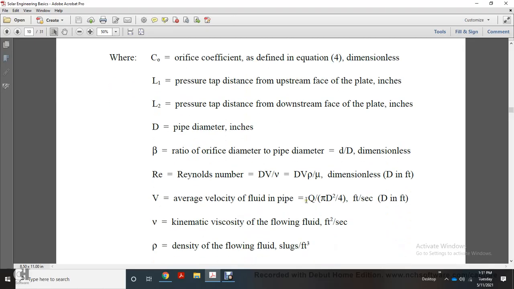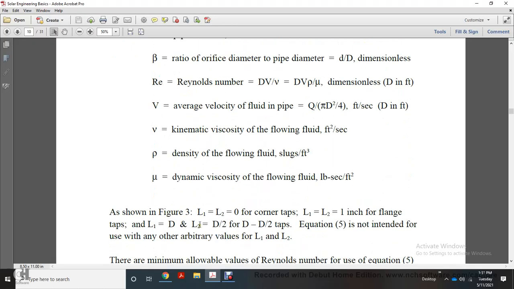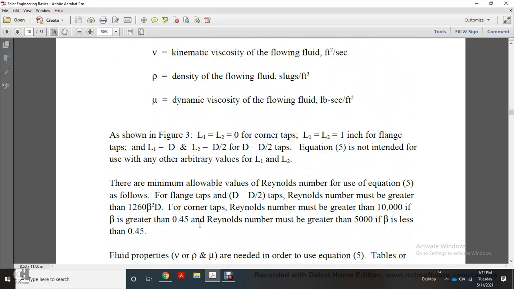V is the average velocity of the fluid in the pipe, equal to the flow rate Q divided by pi times the diameter squared divided by 4, in feet per second, with the diameter in feet. ν is the kinematic viscosity of the flowing fluid in square feet per second. ρ is the density of the flowing fluid in slugs per cubic foot. μ is the dynamic viscosity of the fluid in pound-seconds per square foot.